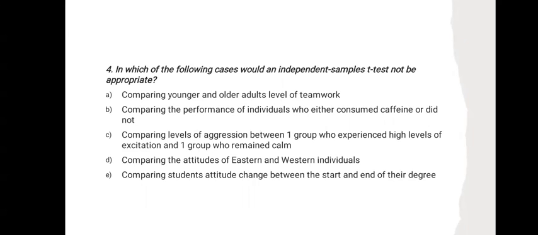E would be the answer, because the remaining options have the comparison of two independent samples, whereas in option E, there is an overlap between the observations of the study samples, like before and after, between the start and the end of their degree. Hence, E is not appropriate for performing an independent sample t-test.